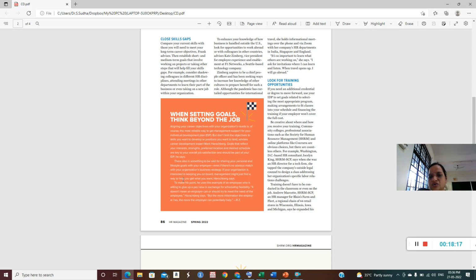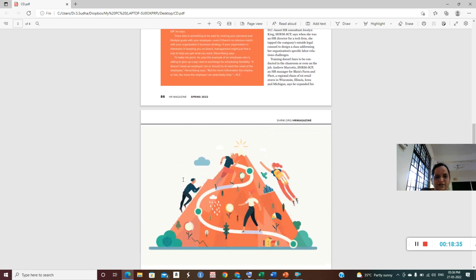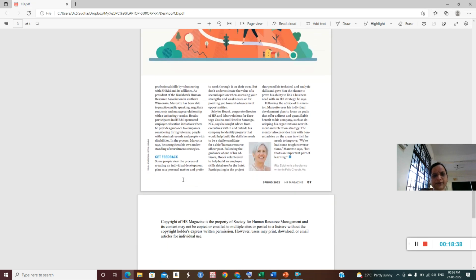Training doesn't have to be conducted in classrooms. It can be on the job training, it can be vestibule training. There are a lot of simulation trainings also. When we talk about simulation training, we keep in mind the physics and chemistry labs that we would have worked in during our school days. So it's important that you look into this.